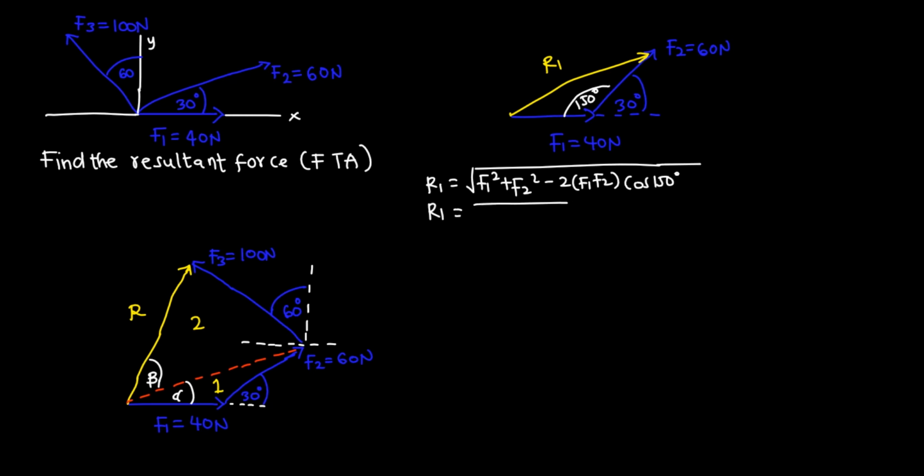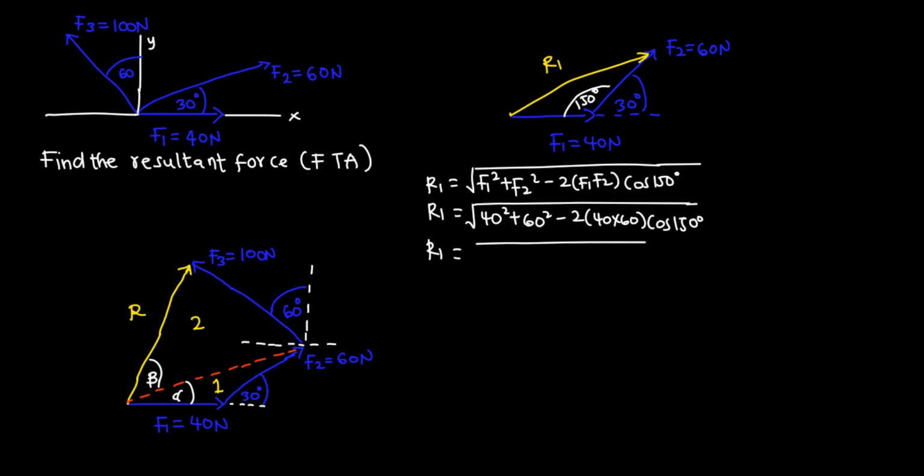So we know the value of F1 and then F2, so let's put them in. So this is going to be 40 squared plus 60 squared minus 2 multiplying 40 times 60, and then also multiplying cosine of 150 degrees. So what you have to do now is to simplify what you have.